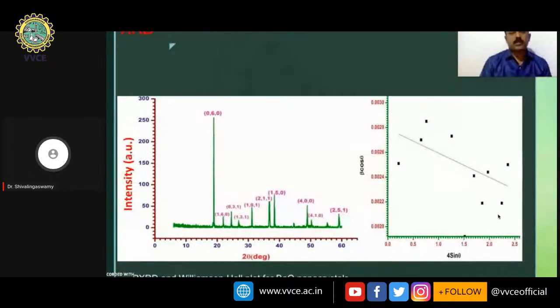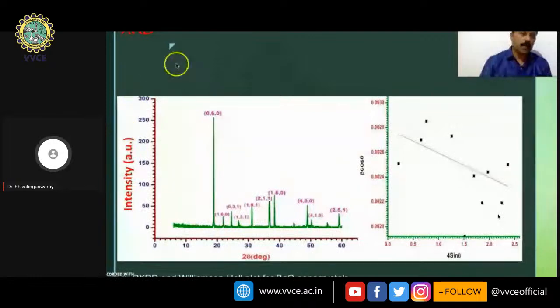Amorphous means there will be random orientation of the atoms or molecules. To identify whether it is really amorphous or crystalline, we have to take X-ray diffraction of this sample. If you get peaks, then that confirms it is a crystal, a nanocrystal. If there are no peaks, if this graph is smooth, then it is an amorphous substance.